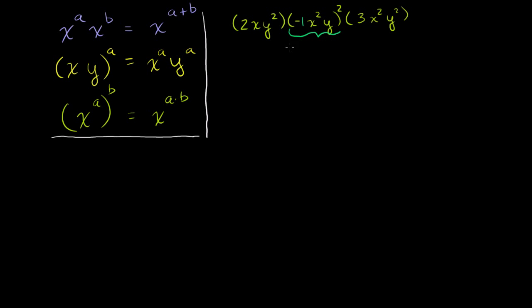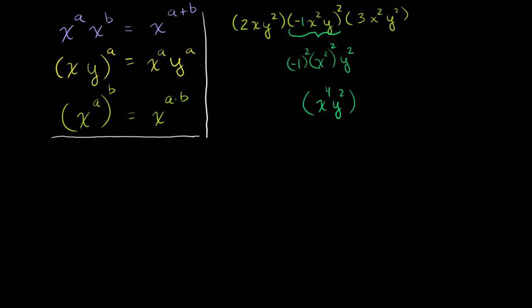So this part right here could be simplified as negative 1 squared times x squared squared times y squared. And then if we were to simplify that, negative 1 squared is just 1. X squared squared, remember, you can just multiply the exponents. So that's going to be x to the fourth y squared. That's what this middle part simplifies to.